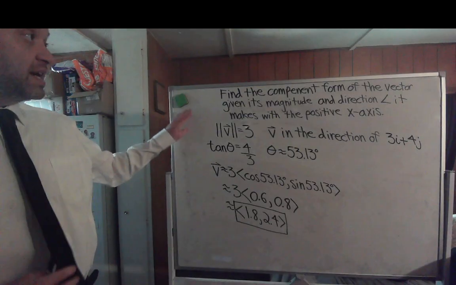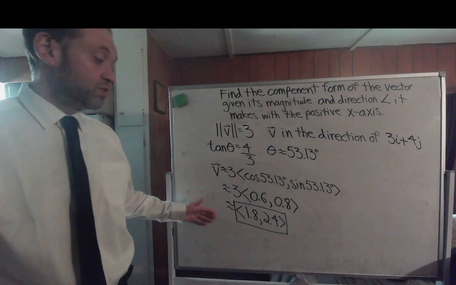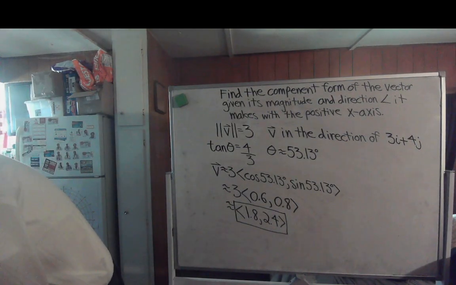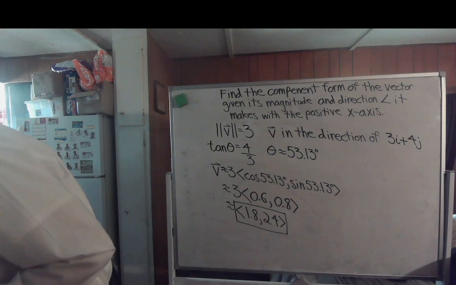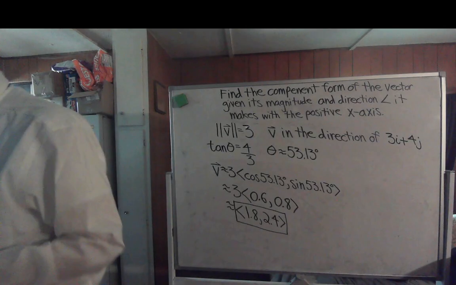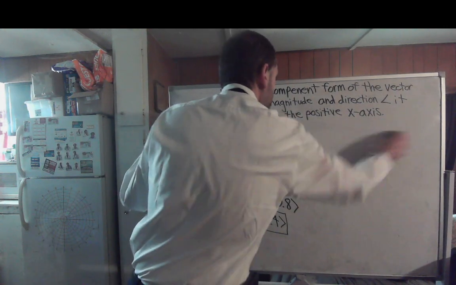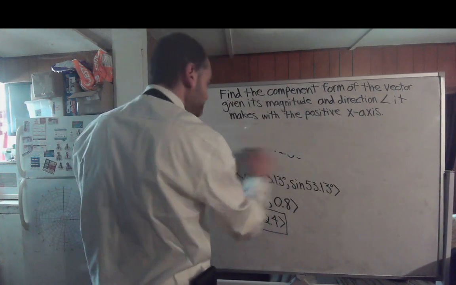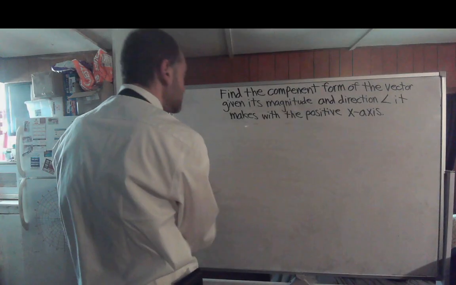Okay, so that's finding the component form of a vector given the magnitude and the direction angle. Now, what we're about to do is find the component form of the sum of two vectors given their magnitudes and direction angles. So basically we're going to do this with two vectors now. So let me write out what the objective is here.